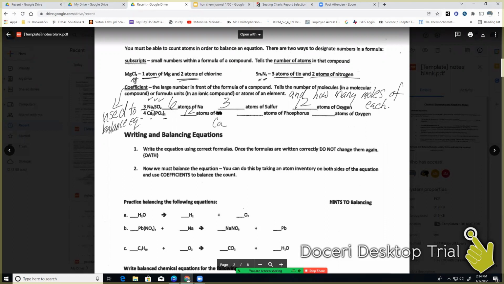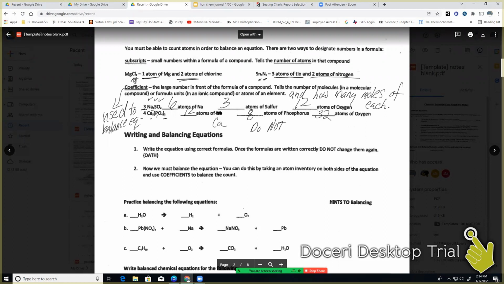by the coefficient. So for my phosphorus, even though it's not written, remember we assume it's a 1. So 1 times 2 is 2, and then 2 times 4 is a total of 8. So how many oxygen would you have? 32, exactly. 4 times 2 would give me my 8, and 8 times 4 would give me my 32.